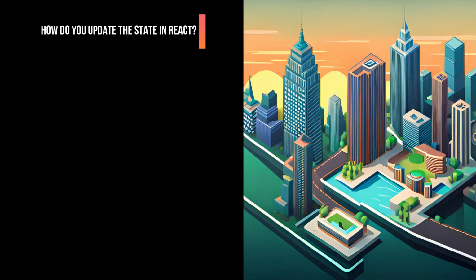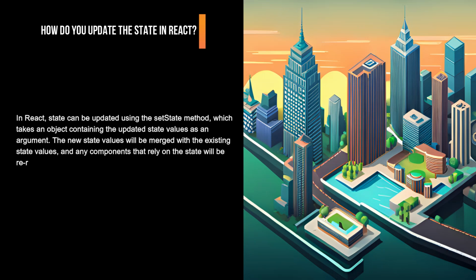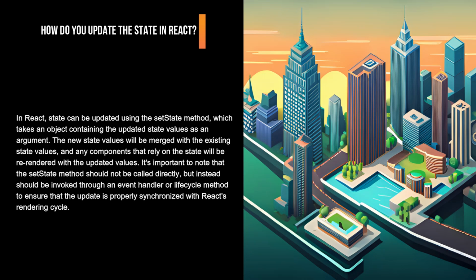How do you update the state in React? In React, state can be updated using the setState method, which takes an object containing the updated state values as an argument. The new state values will be merged with the existing state values, and any components that rely on the state will be re-rendered with the updated values. It's important to note that the setState method should not be called directly, but instead should be invoked through an event handler or lifecycle method to ensure that the update is properly synchronized with React's rendering cycle.